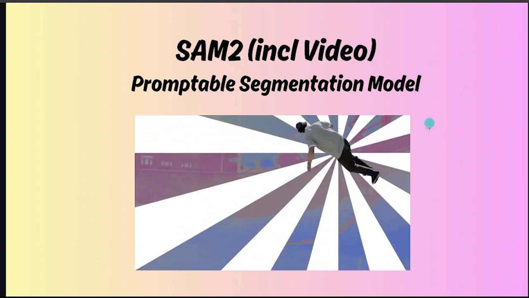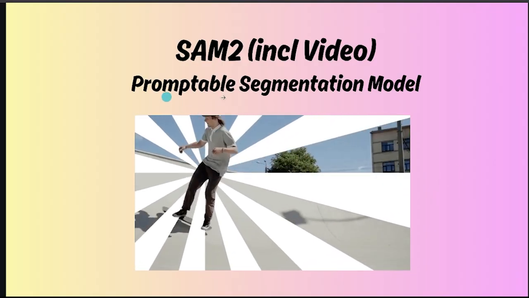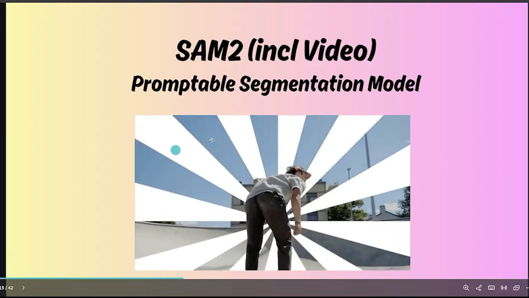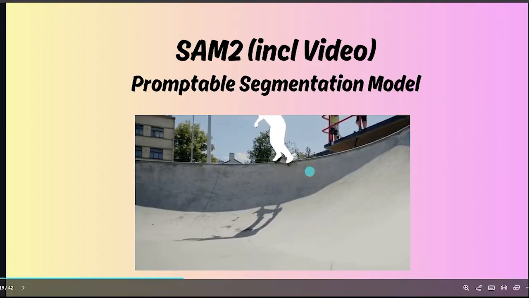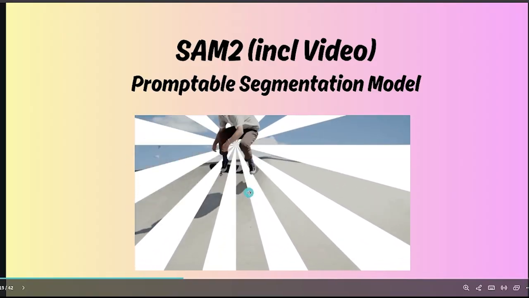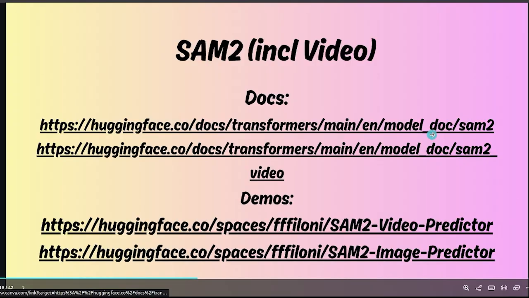So SAM2 video. Yes, and you probably know that it's a promptable segmentation model. That means you can basically choose in a start image or whatever what you want to segment. Like here you have this skateboarder, right? And yeah, then you get this segmentation from it.